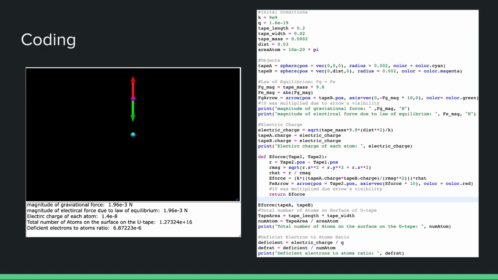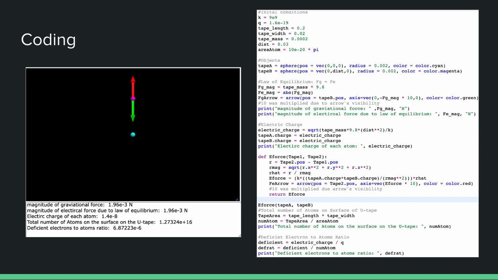These calculations I showed in the previous slide can be expressed similarly in VPython code. As you can see, the initial values are the same as the observation data values I got from the experiment, and the equations I used are the same as the equations in the previous slide. One thing to mention is that I made a function called e-force, which takes in two parameters, tape 1 and tape 2, and returns a value of e-force, which stands for electrical force.